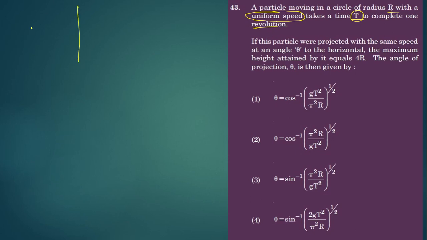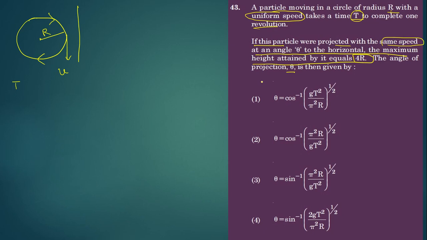So I will simply write it like this, that the object was moving with a certain radius r with a certain speed. Let's say the speed is equal to v and the time period is equal to t. And then the second para says that if this same particle were projected with the same speed as it was rotating in the circular motion at an angle theta with the horizontal, then the maximum height attained by it is 4 times the r. Question is, what is the projection angle?